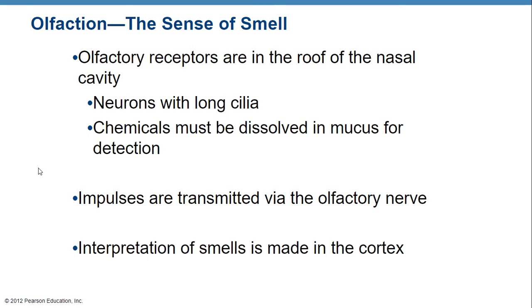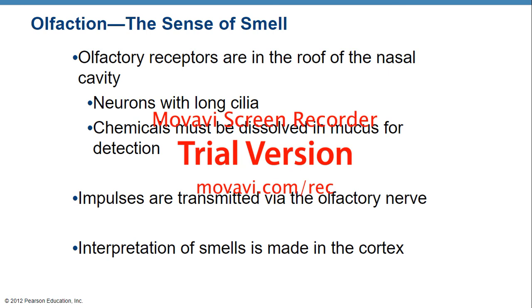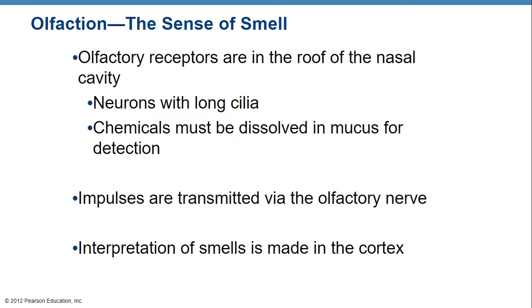So you have olfactory receptors in the roof of the nasal cavity. So neurons with long cilia, and then chemicals must be dissolved in mucus for detection. Okay, and impulses are transmitted via the olfactory nerve, and interpretation of smell is made in the cortex.